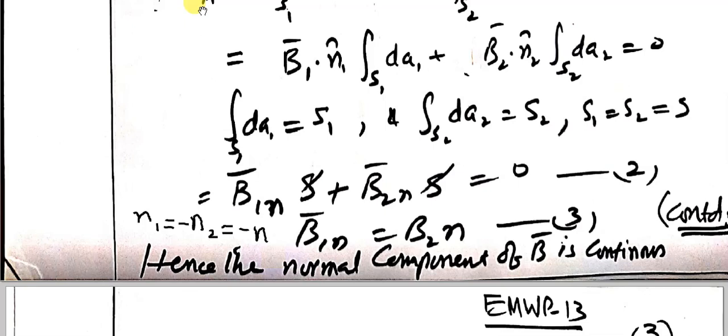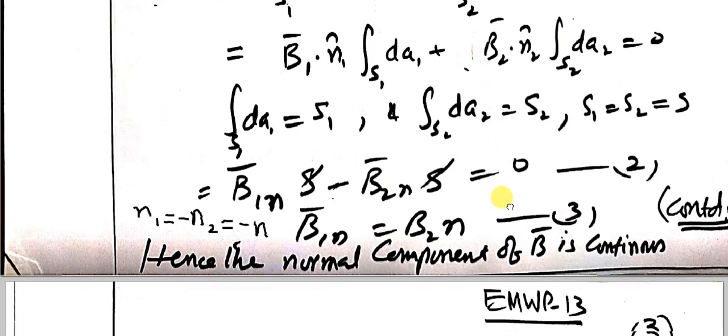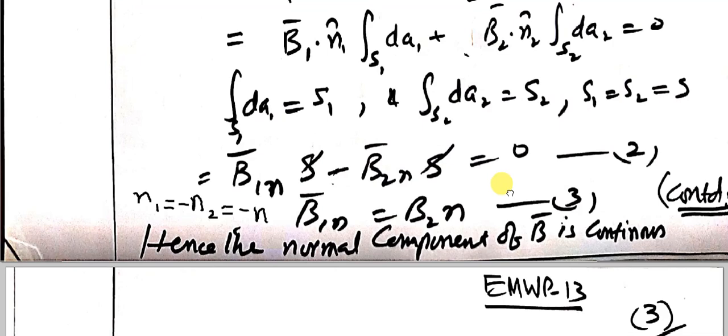So here we have B1N minus B2N, because here N1 is equal to minus N2, which is equal to minus N. So B1N minus B2N is equal to 0, or B1N is equal to B2N, which shows that the normal component of the B is continuous across the medium 1 and medium 2. So the continuity is shown to exist.